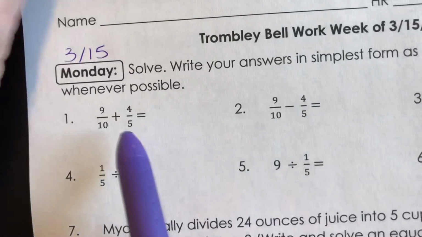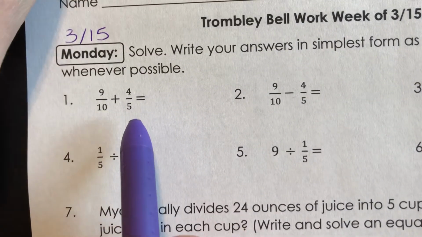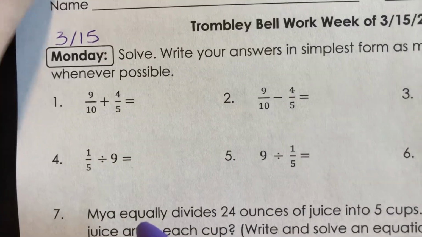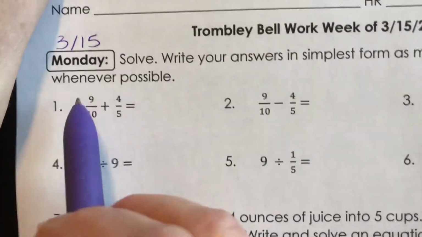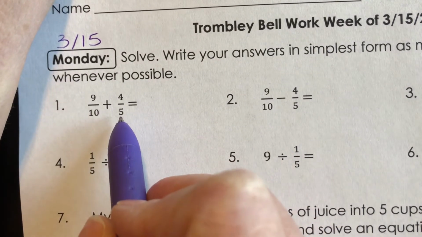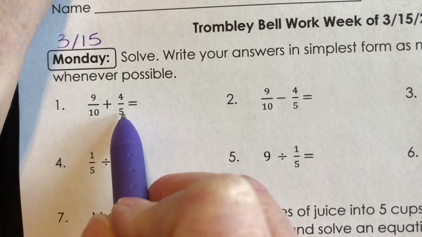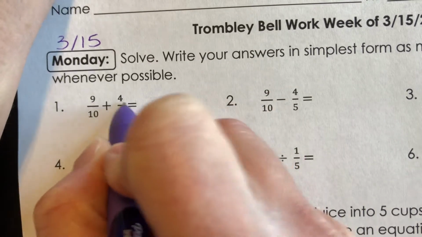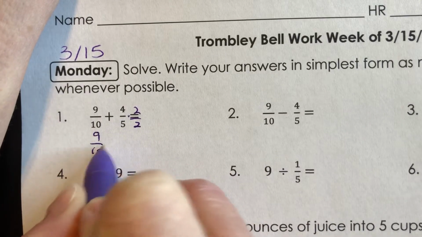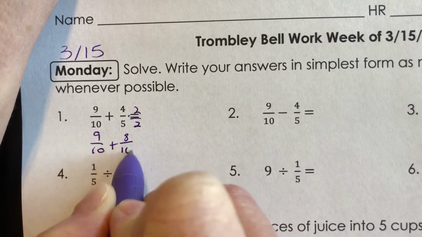So for number one, we are adding. I have 9/10 plus 4/5. You might notice that the first three problems you probably did have all the same numbers in them but different operations. So with this first one, because it's addition, we should have a common denominator. And when I look at this, I see I can multiply 5 by 2 to get 10. So I would multiply 4/5 by 2 over 2 and add 9/10 plus 8/10.